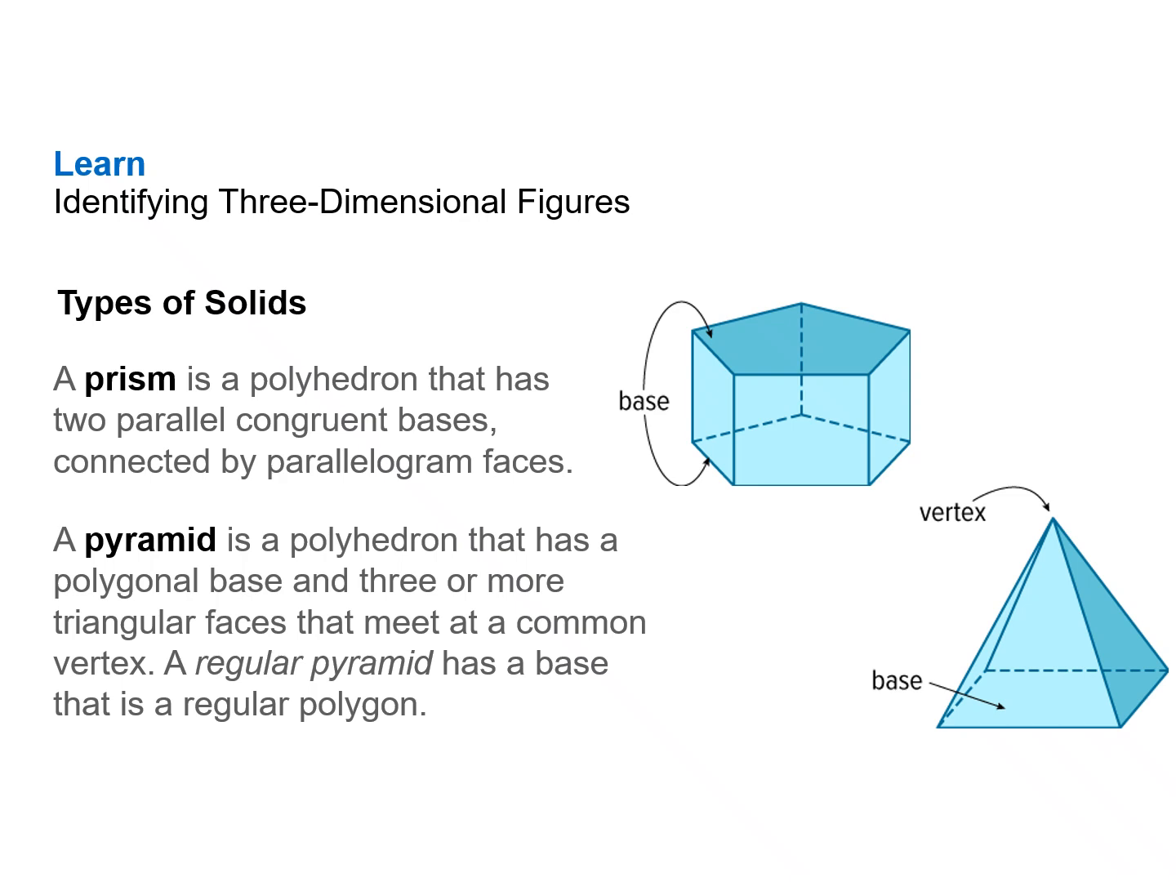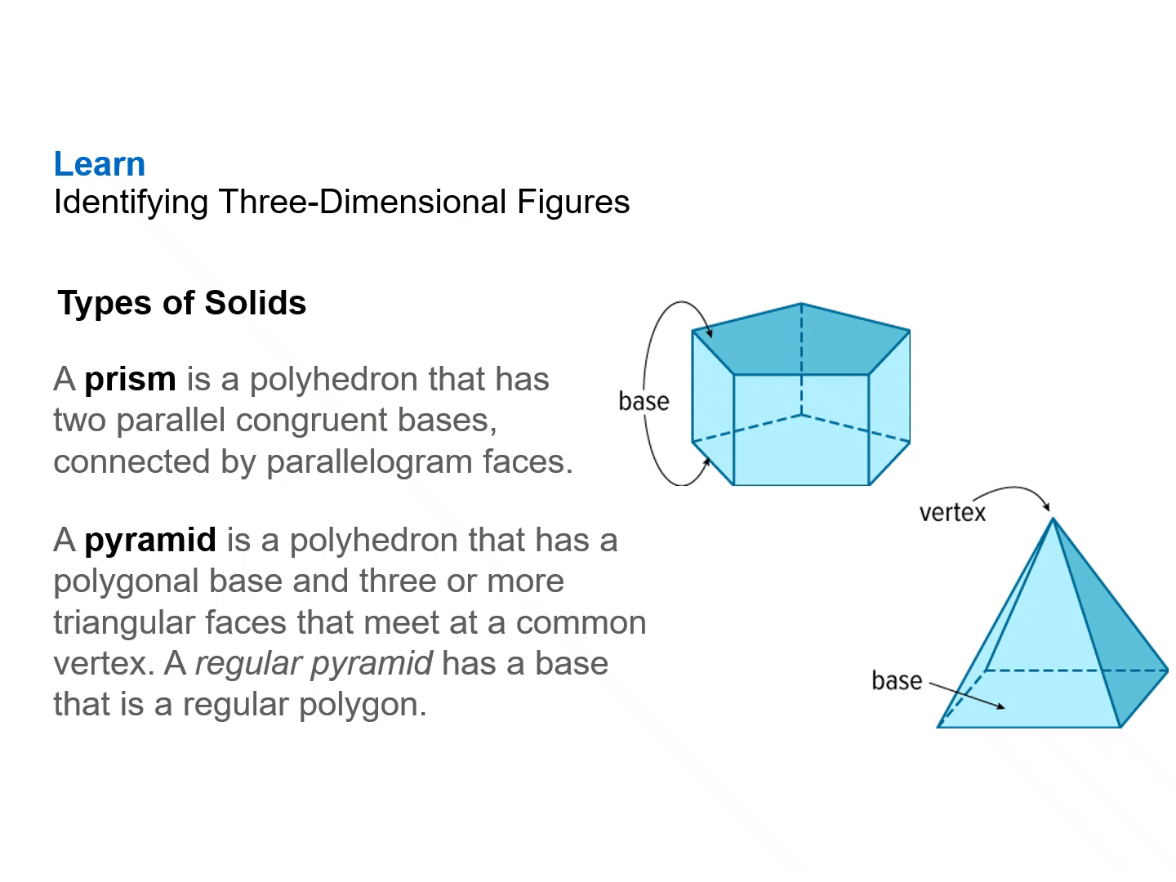So there are 5 different types of solids we're going to talk about. There's a prism. A prism is a polyhedron that has 2 parallel congruent bases connected by parallelogram faces. A pyramid is a polyhedron that has a polygonal base and 3 or more triangular faces that meet at a common vertex. A regular pyramid has a base that is a regular polygon.